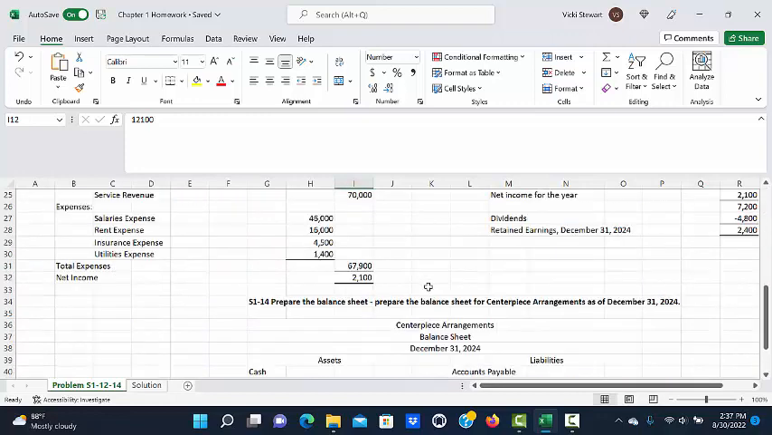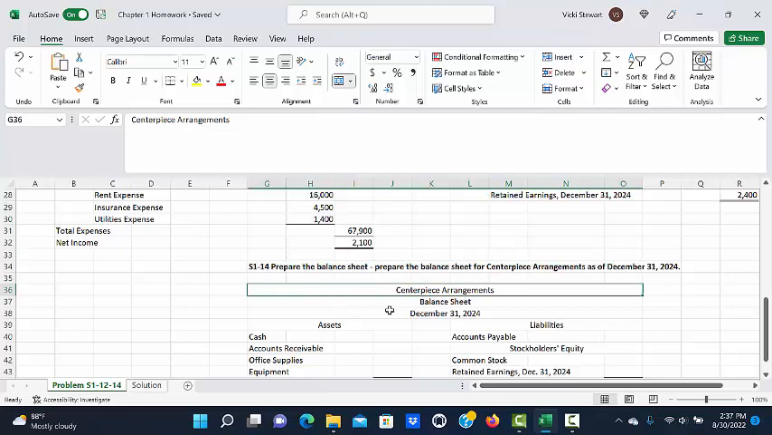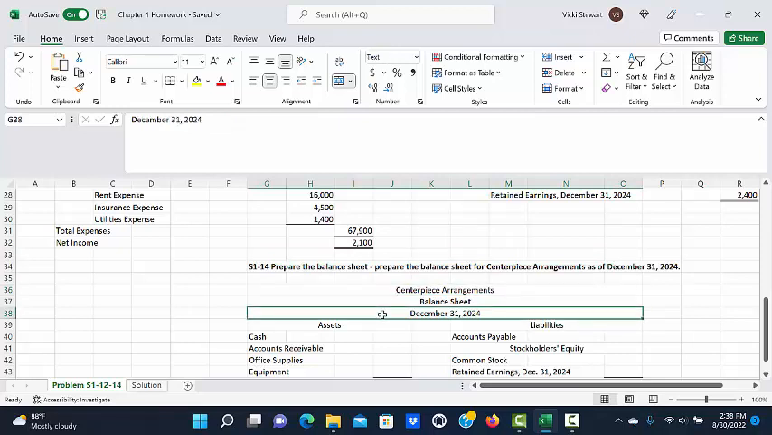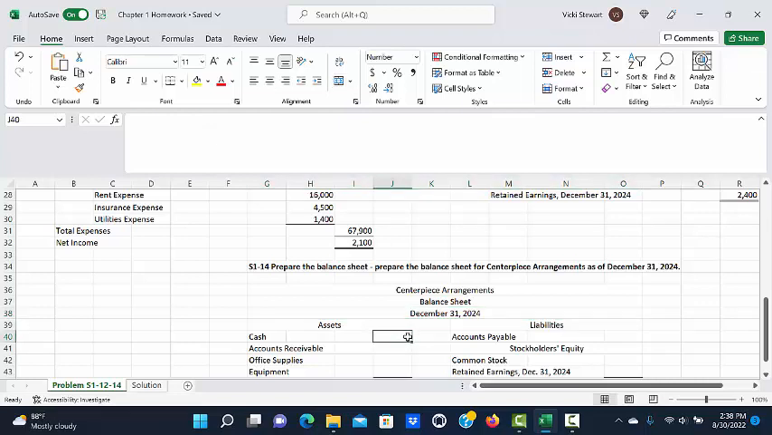So again, we need to complete our heading, Centerpiece Arrangements, Balance Sheet, and then notice that our balance sheet is as of December 31st, 2024. So our balance sheet will always be at one point in time. It is not for the period. It's the only financial statement that we complete that is at one particular point in time, and that is because our balance sheet accounts are permanent accounts.